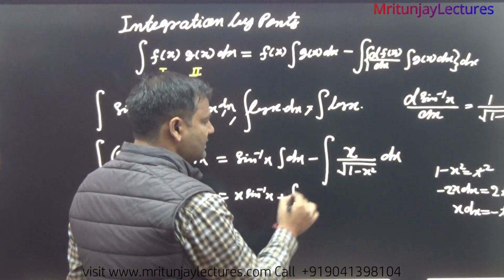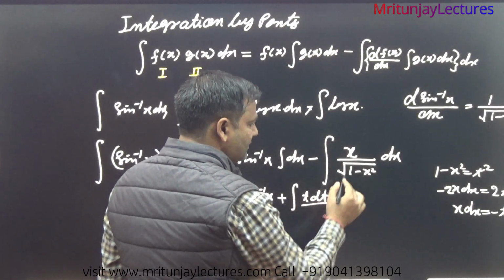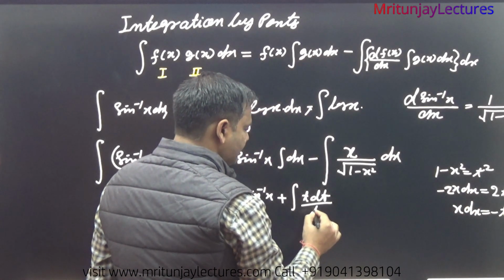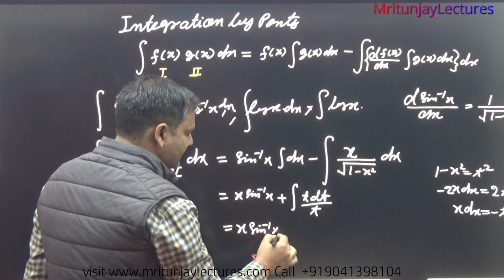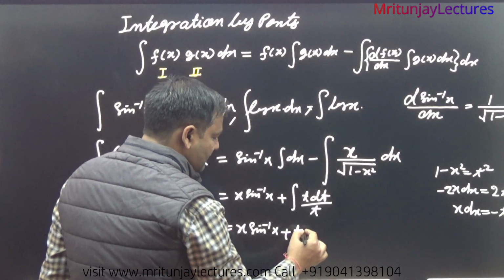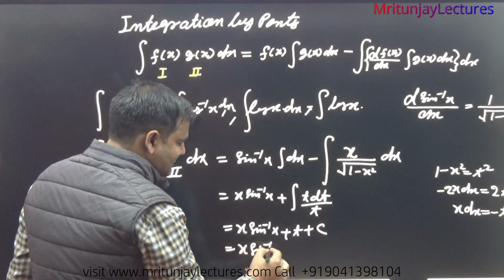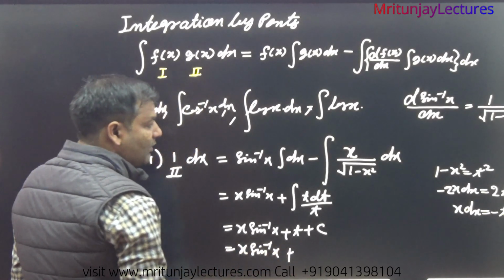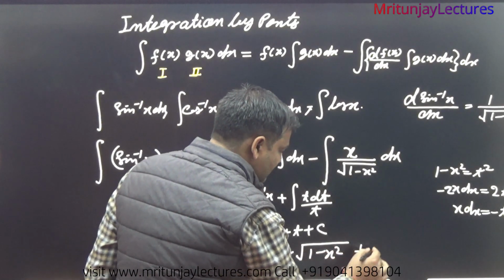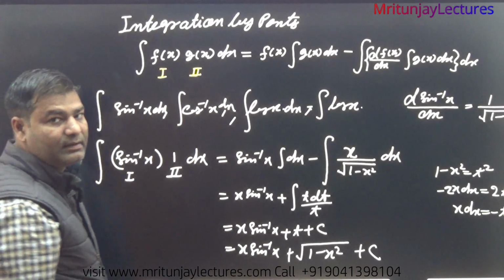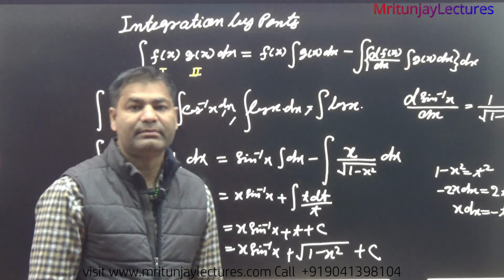Plus minus minus plus, and that one is how much? t dt divided by simply t. So that one we get sin inverse x plus t plus constant c, and that is sin inverse x plus, what about t? t is basically under root 1 minus x square, and that one make it. If anyone phased out, then tell me, I will explain again. Okay, make it.